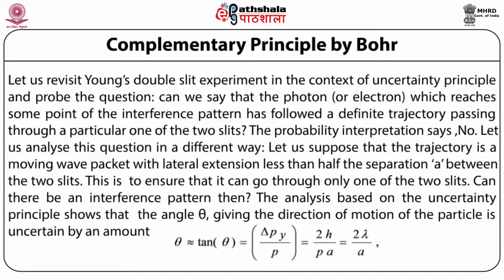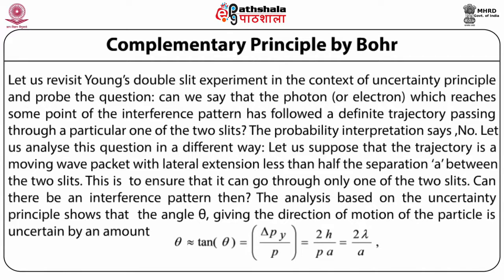The probability interpretation says no, which means that it is impossible to exactly determine through which of the two slits the photon actually went. And if we try to determine this accurately, we might lose the interference pattern that we obtain. So, in order to see whether this is actually true or not, let us analyze this question in a different way.